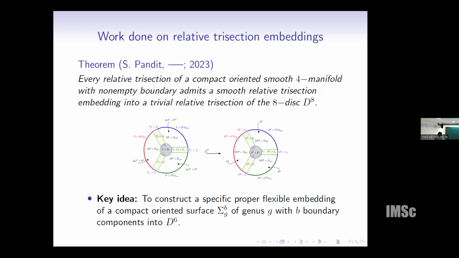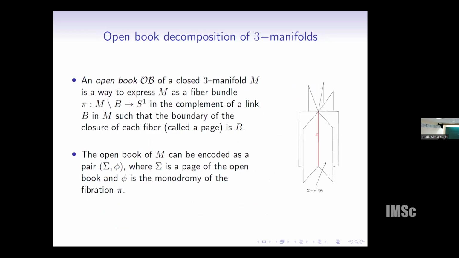So this diagram commutes. Now we recall the notion of open book decomposition. Now we define it, and then we see some results on Murasugi sum. So we define the notion of open books.